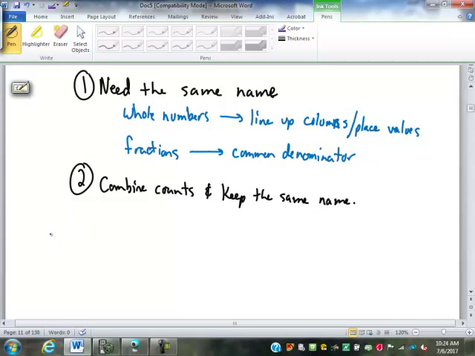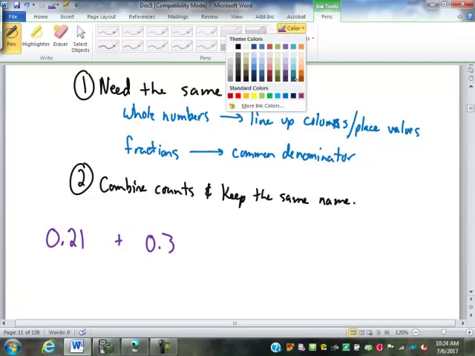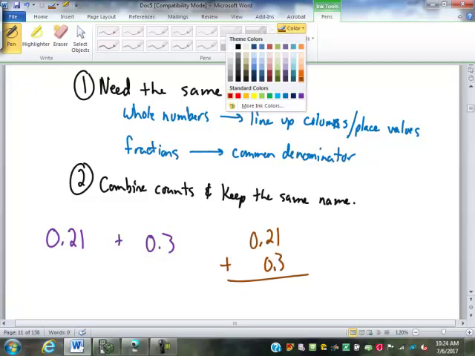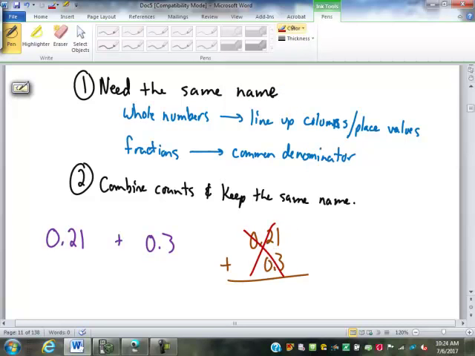If I am going to add 0.21 and 0.3, of course I'm going to set them up vertically. If I try to add them like that, is that going to work? No. What is wrong with what I did there? You have to line up the decimal point. Why do we have to line up the decimal point? Fourth grade teacher told me to.